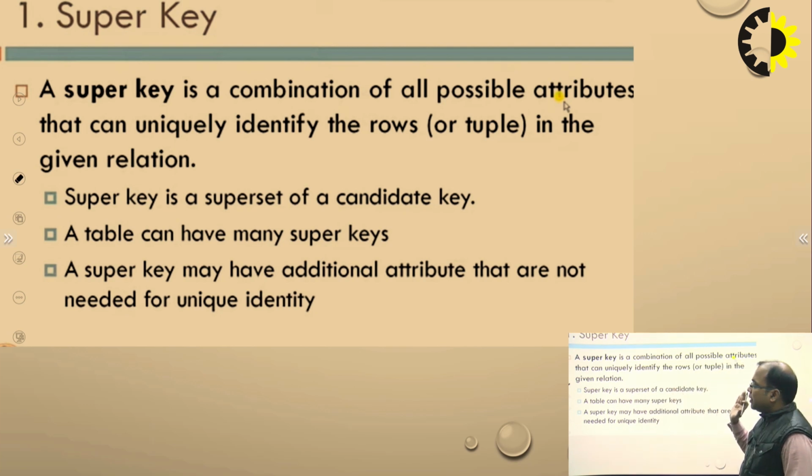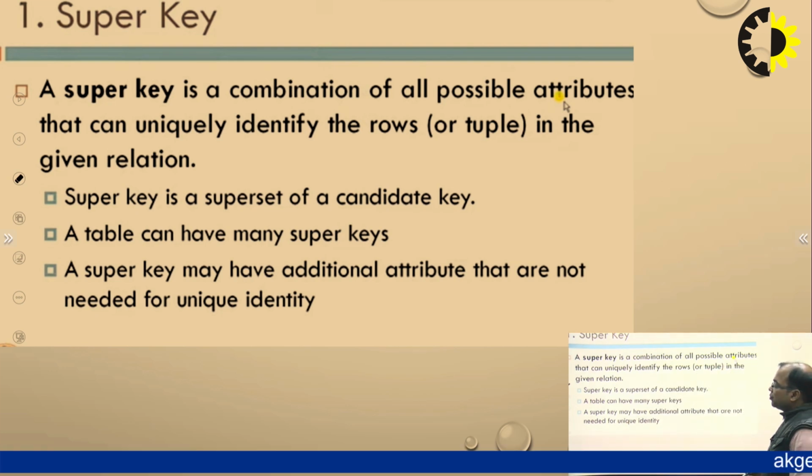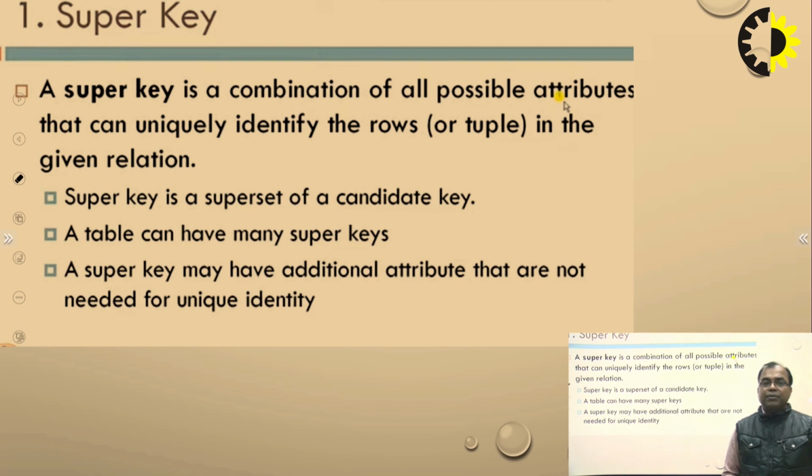Next, a table can have many super keys. As I just explained, in a table we can have a number of super keys, and from those super keys we find the candidate key. A super key may have additional attributes that are not needed for uniquely identifying. Whether or not the extra attribute is unique, we can combine it and make it a super key. We can take an example to see this.